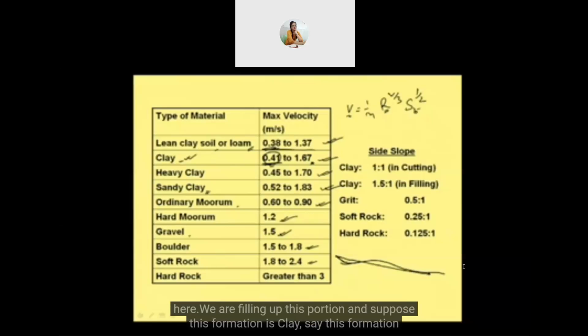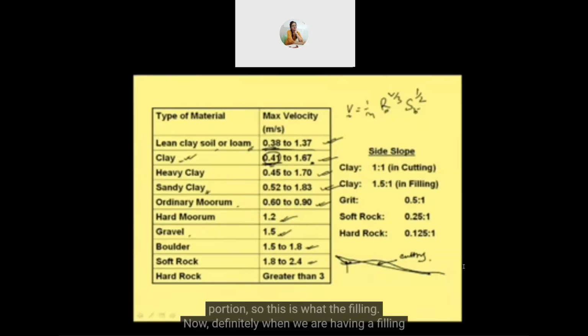We are filling up this portion, and suppose this formation is clay. Then we will fill up this portion and we will cut this portion. This portion is under cutting. And the material that we get by cutting can be filled up here to get the filling portion. So this is the filling.